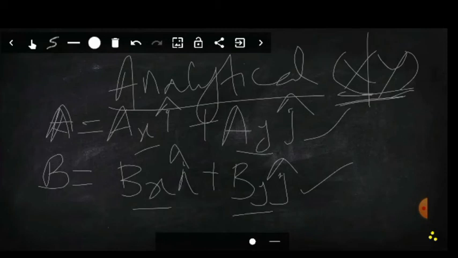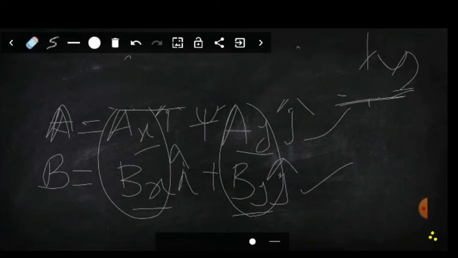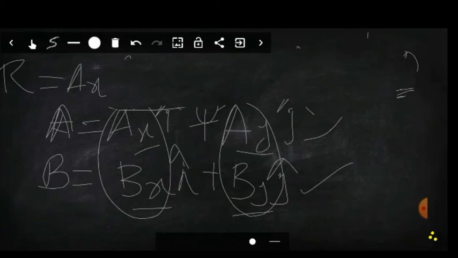Adding the vectors A and B means just adding the x components together and the y components together. That means in the analytical method, addition of vectors is just adding the components, and that gives the resultant vector. Suppose we represent the resultant vector as r. The x component of the first vector is ax, and i is common for the x components, so r equals ax plus bx, into i.